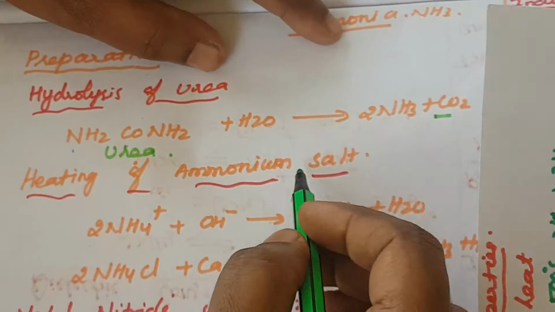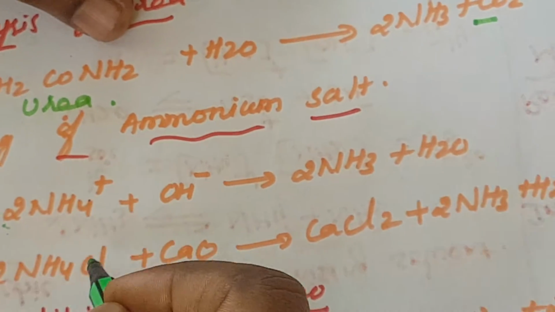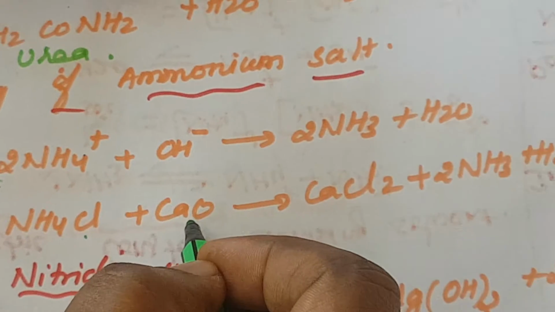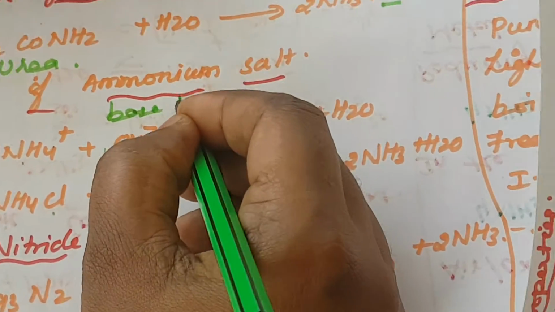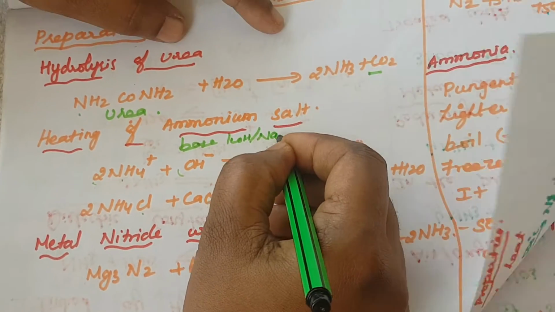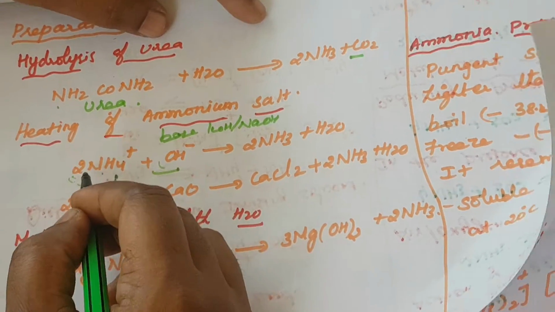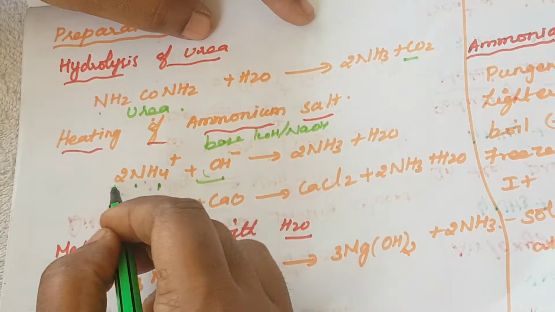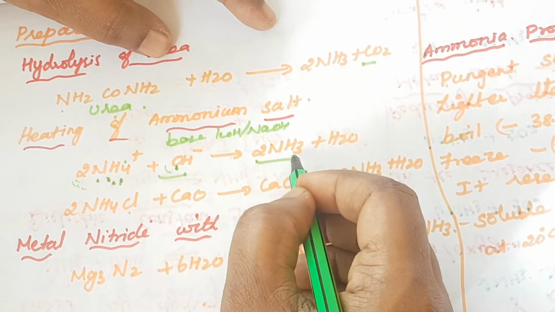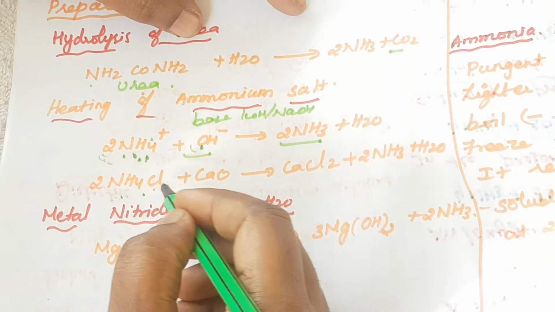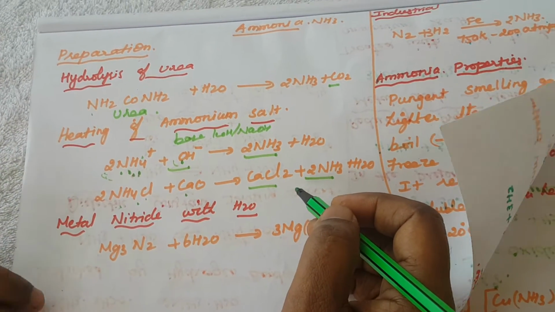Another method is heating an ammonium salt, such as ammonium chloride, with a base like calcium oxide, KOH or NaOH. The ammonium salt gives the ammonium ion and the OH minus ion, which form ammonia. So ammonium chloride with calcium oxide gives calcium chloride and ammonia. This is the method of heating an ammonium salt.